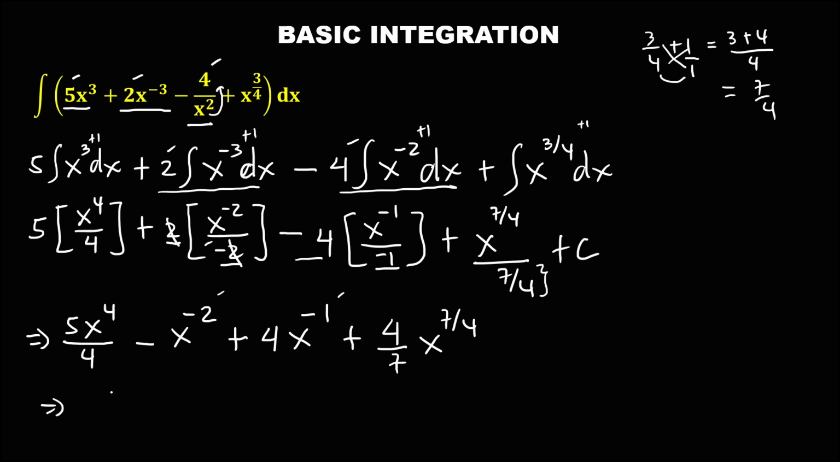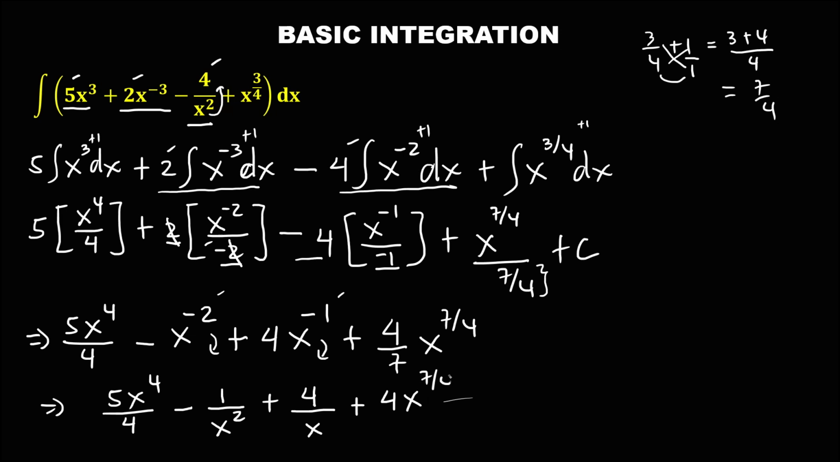So this becomes 5x to the power 4 over 4. Then minus, so bring down. This becomes 1, then over positive 2, then plus 4, then over, bring down. So that's x to the power positive 1 or just x, then plus. So this is 4, then x to the power 7 over 4 over 7, then plus c.